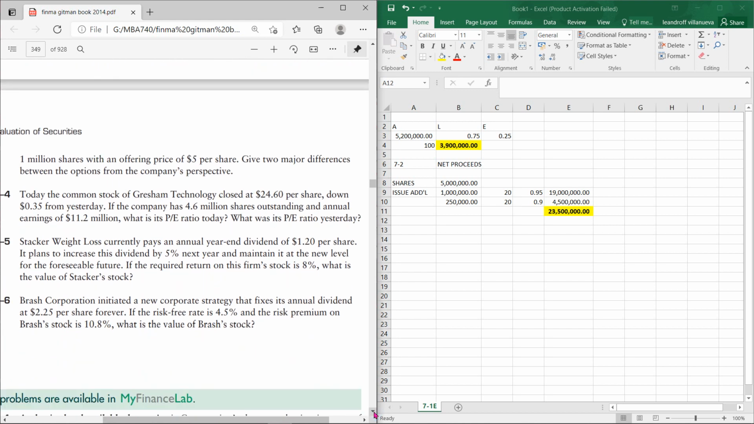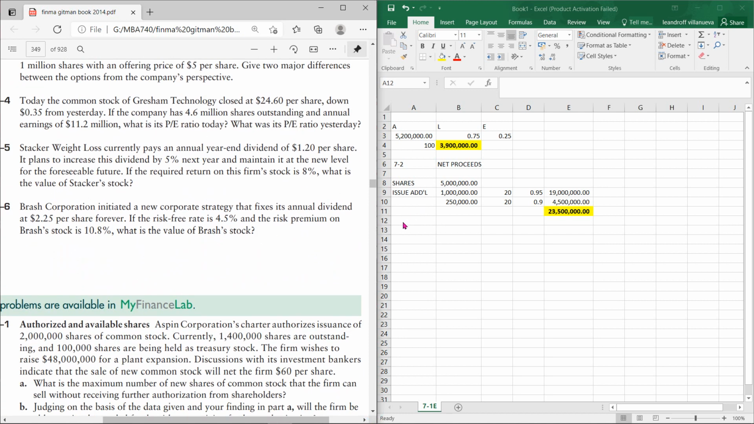Let's go to 4. Okay? So, in this problem, rather exercise 7-4, what are we asked to find? Price-earnings ratio. So, if it is price-earnings ratio, we need to know first the earnings per share, no? And we have to know the price. Okay?